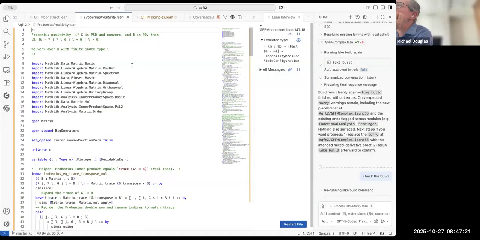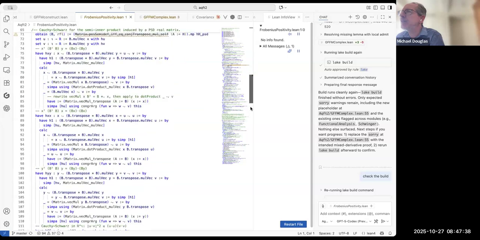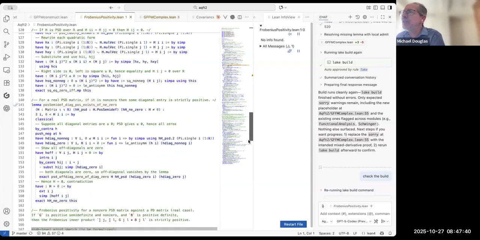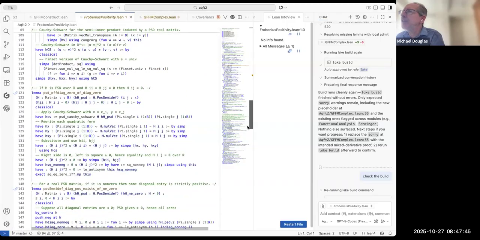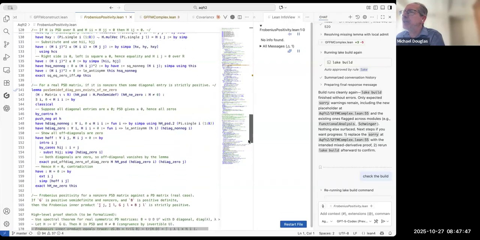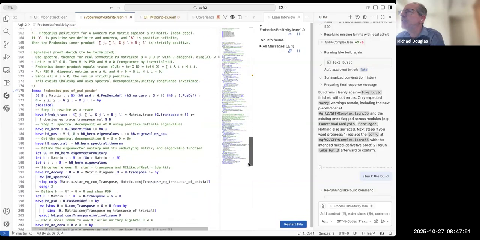And so this is a Frobenius positivity. So you have one non-zero positive semi-definite matrix, and a second positive definite matrix B, then basically the trace of GB is guaranteed to be positive. So, pretty obvious, and not obvious to Lean, not in Mathlib. And then we proved it for the positive definite matrix, and then we used continuity to extend it to the positive semi-definite matrix.